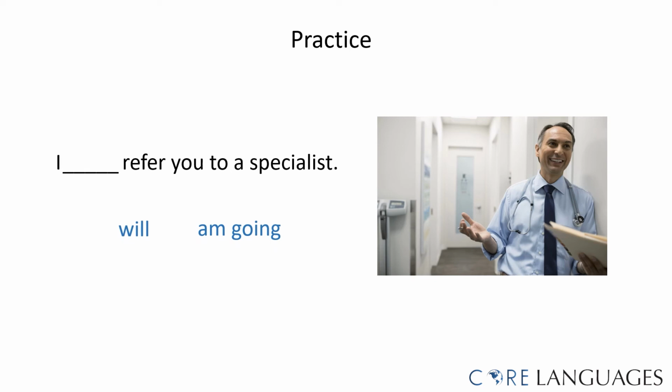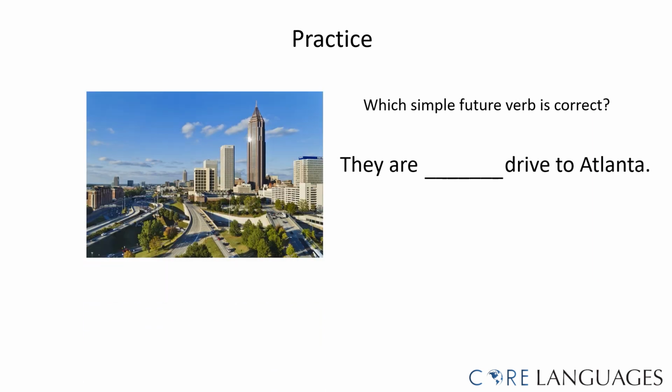I will refer you to a specialist, or I am going refer you to a specialist. Excellent. I will refer you to a specialist. The formula for using will in the future tense is will and a base verb. How about this sentence? They are going to drive to Atlanta, or they will drive to Atlanta. Great. They are going to drive to Atlanta. The formula for using going to is a conjugated form of to be, going to, and a base verb.